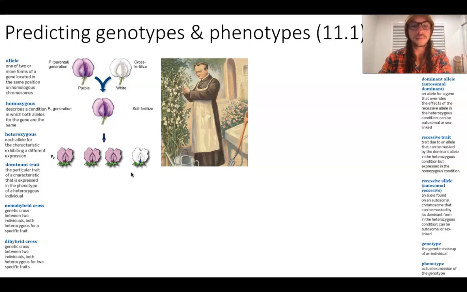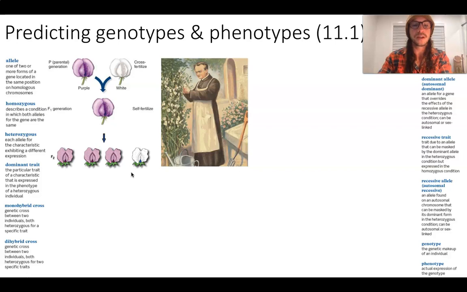The second thing was there are alternate versions of genes, and today we call these versions alleles. For example, if we're just talking about the gene for flower color, well, it could be either purple or it could be white. Those are the alleles.